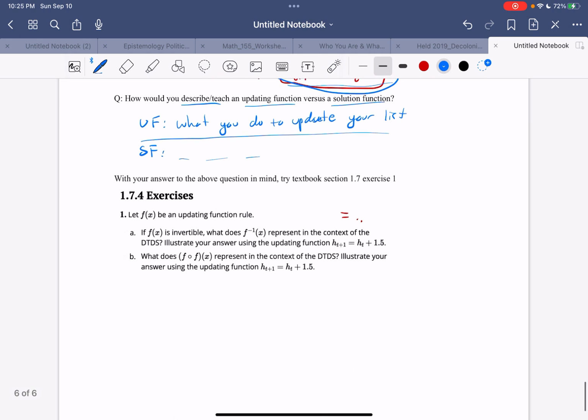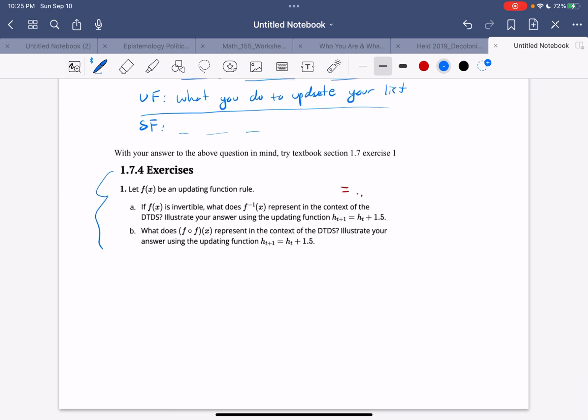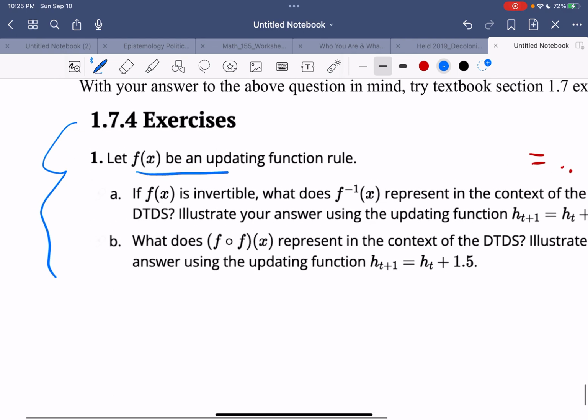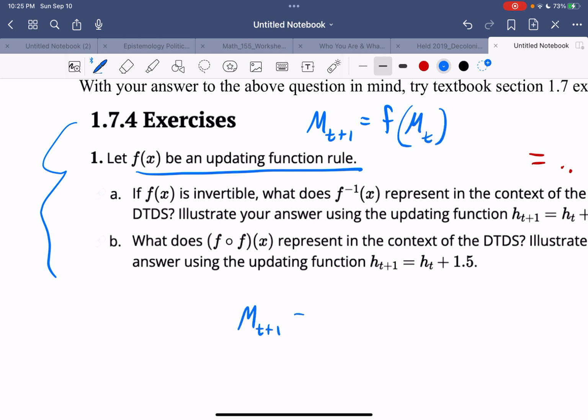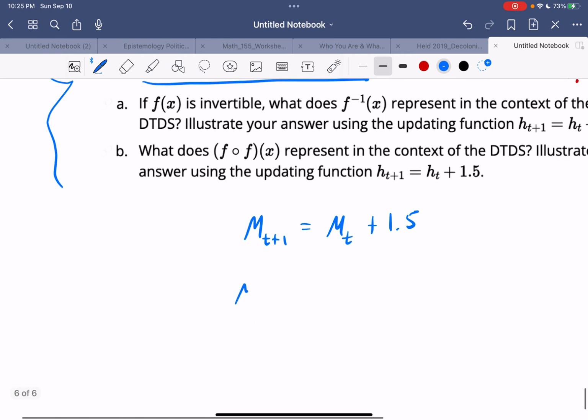Okay? All right. Here's an exercise I like, though, because it's much more conceptual. Let f of x be an updating function rule. What does that even mean? Look, the next measurement, you have to do some function to your current measurement, right? We've seen examples where the next measurement was your current measurement plus 1.5. We've seen examples where the next measurement was 0.4 times your current measurement plus 3, right?